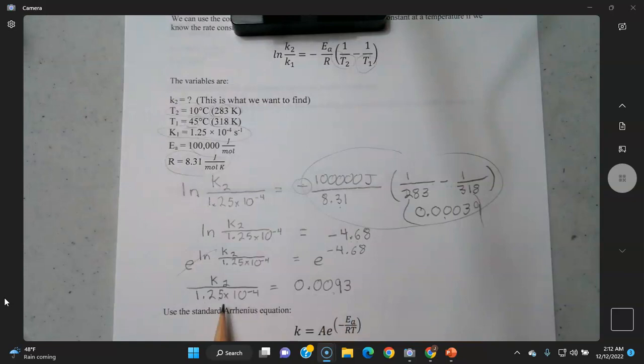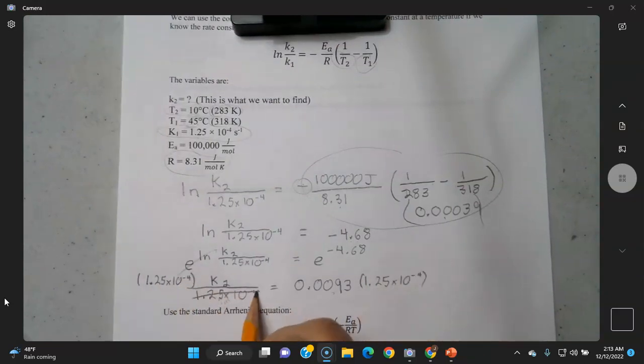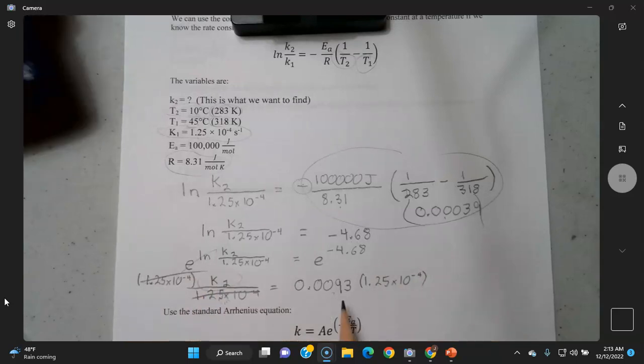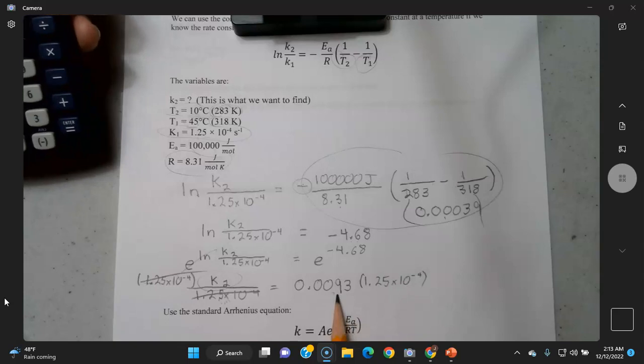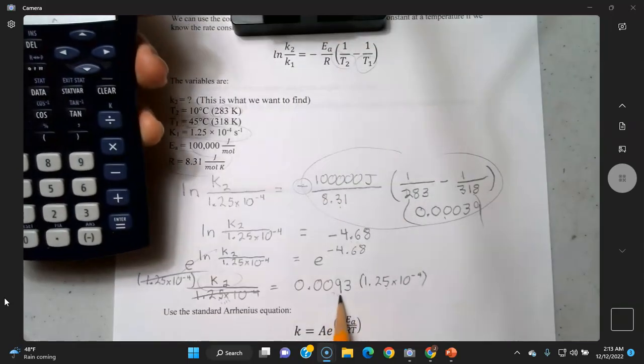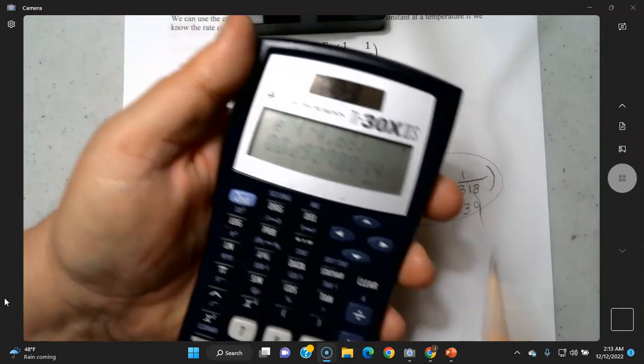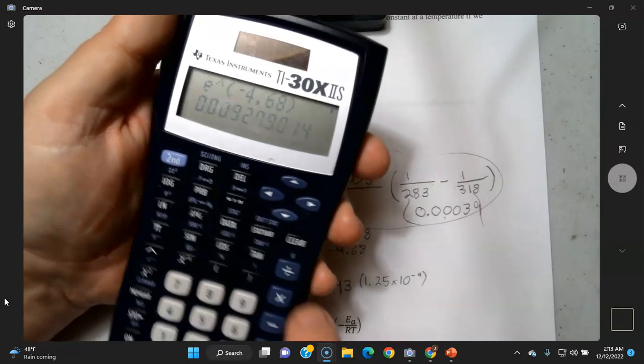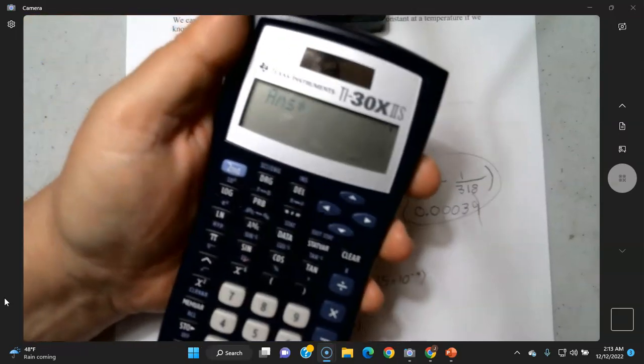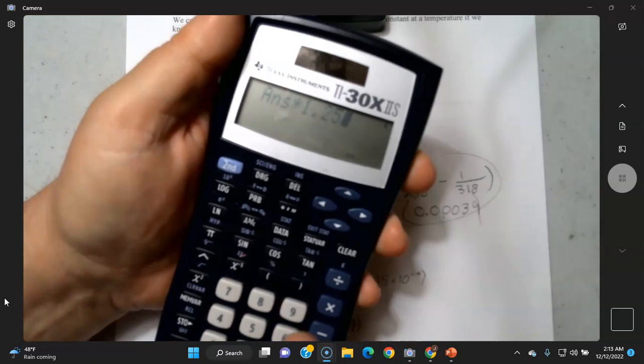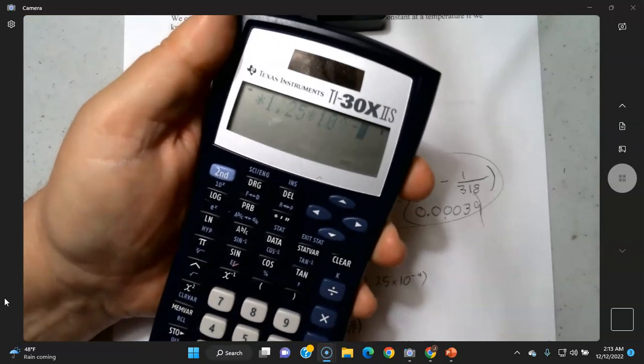Now we multiply both sides by this, and we do that so that these will cancel. So now we have K2 all by itself on one side of the equal sign. So the last step is just to multiply this times this. I already have this on my calculator right there, so I'm not going to erase that. So it's times 1.25 times 10 to the negative 4.